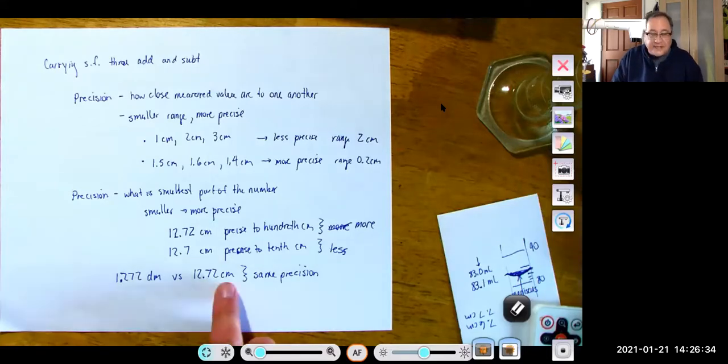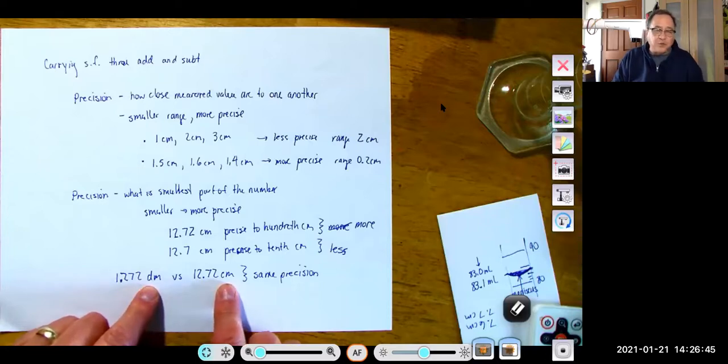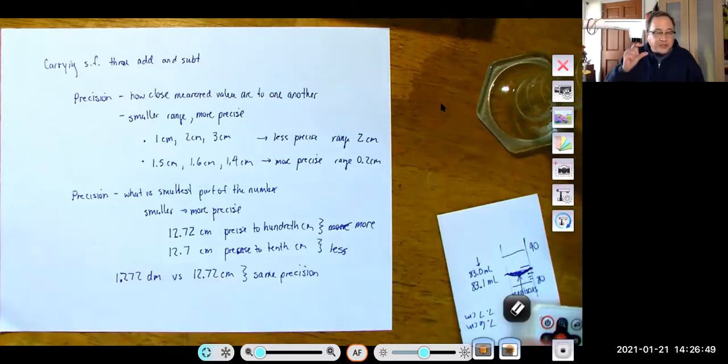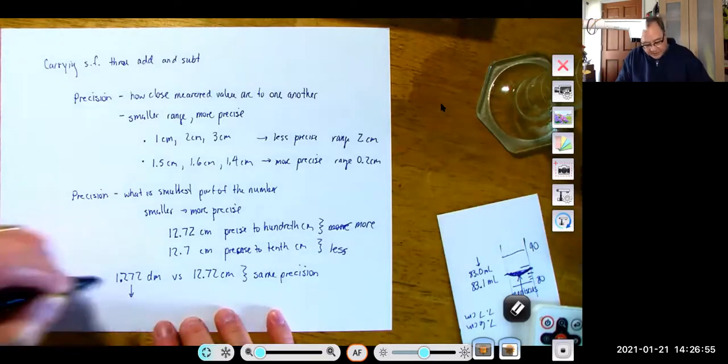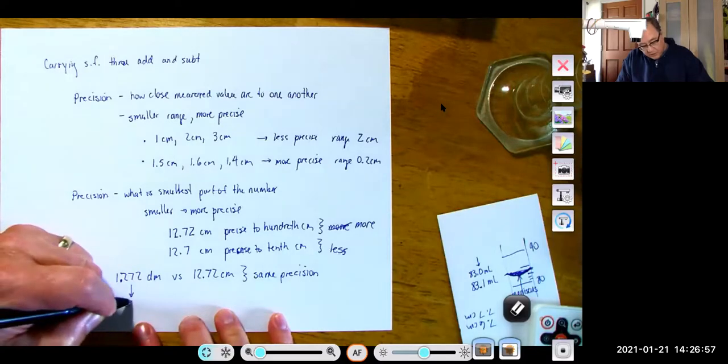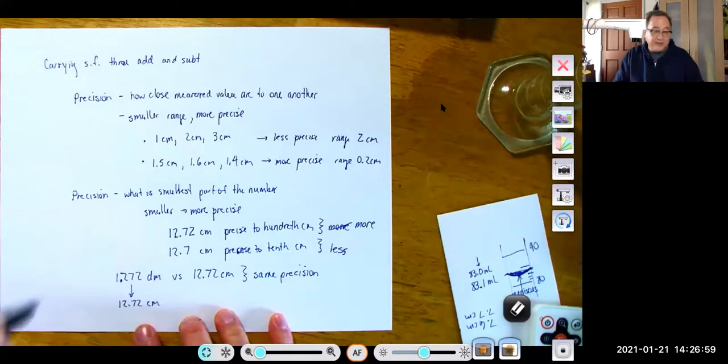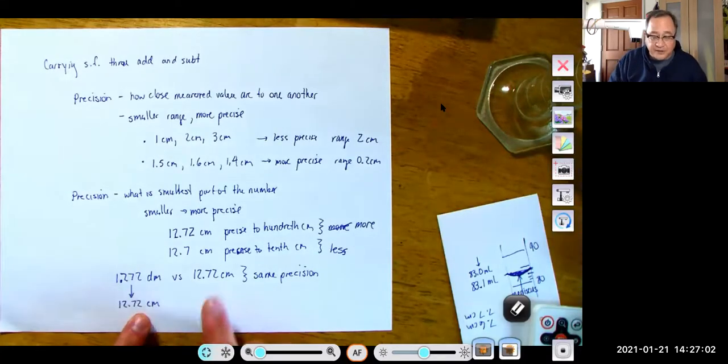That's centimeters and that's decimeters. You don't get to compare apples and oranges. It's kind of like saying 1 inch is the same precision as 1 foot because you have a 1 for each of them. But an inch is much smaller. 1 inch is more precise than 1 foot. If we convert this to centimeters, we get 12.272 centimeters. And therefore, they're the same precision.